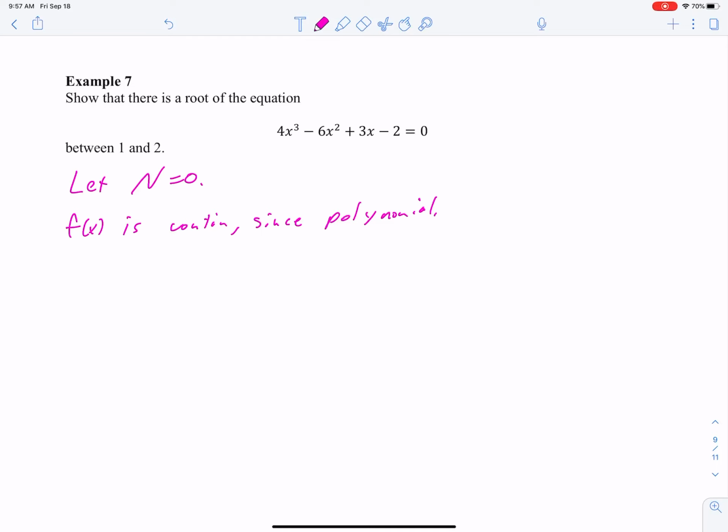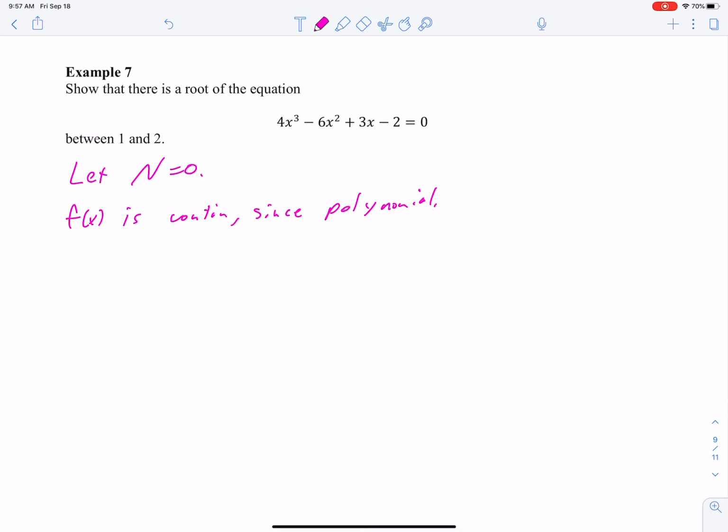Again, you've got to write all this out. You've got to show that you know what you're talking about. Since it's a polynomial on the interval from 1 to 2, we'll use closed brackets because we want to follow the theorem. All right, so let's check this out. Let's do it algebraically, and then we'll look at it graphically.